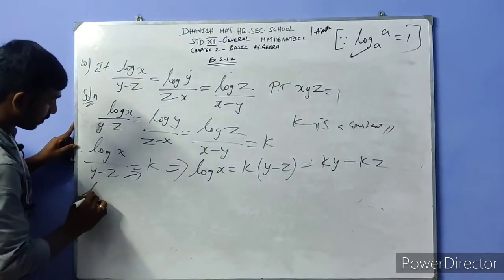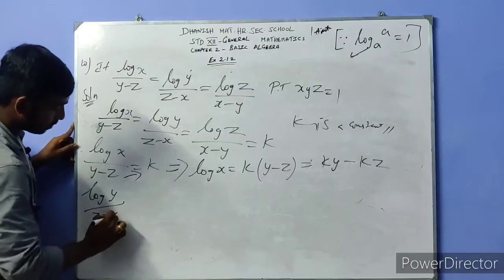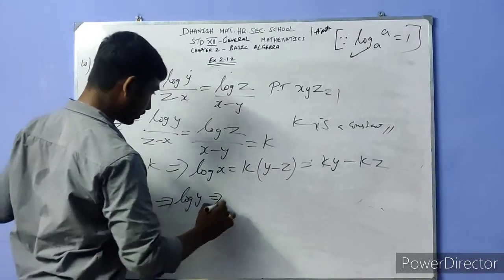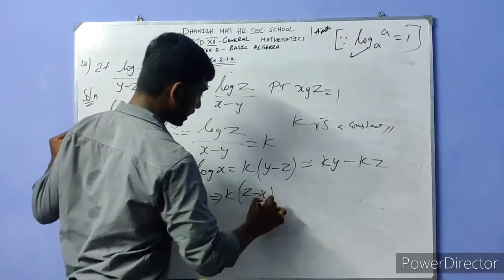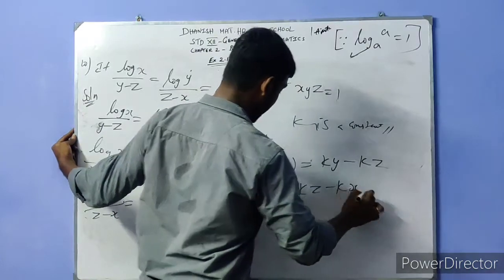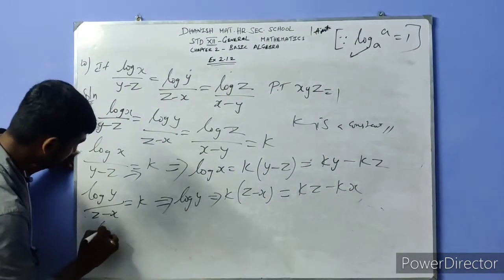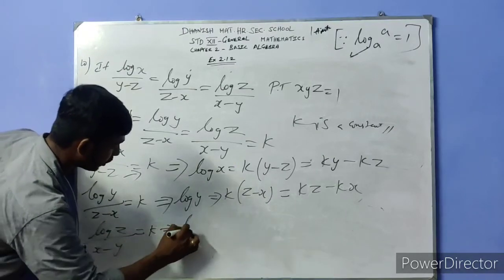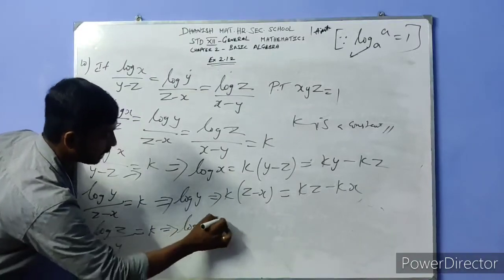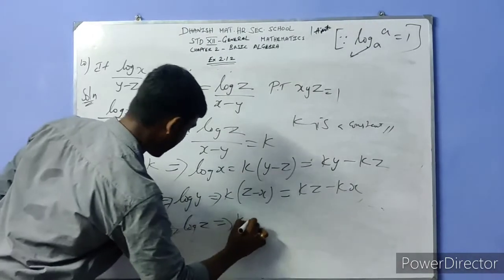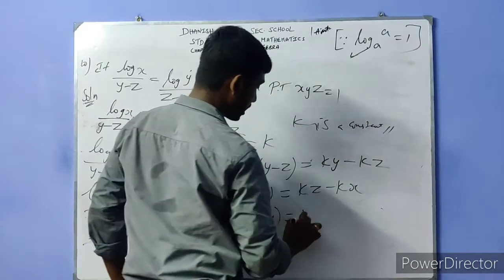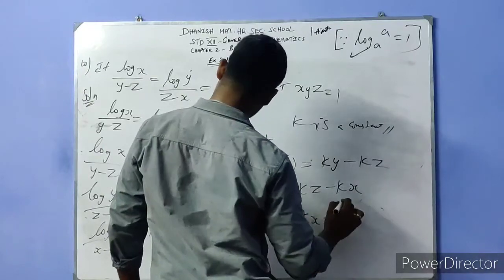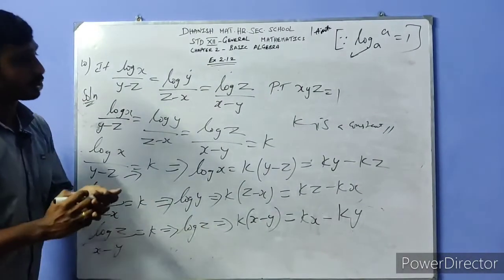Second equation, what is the value? Log y divided by z minus x, with the constant value k, so log y equals k into z minus x, that is kz minus kx. Third, log z divided by x minus y equals k. Using the same format, log z equals k into x minus y, that is kx minus ky.